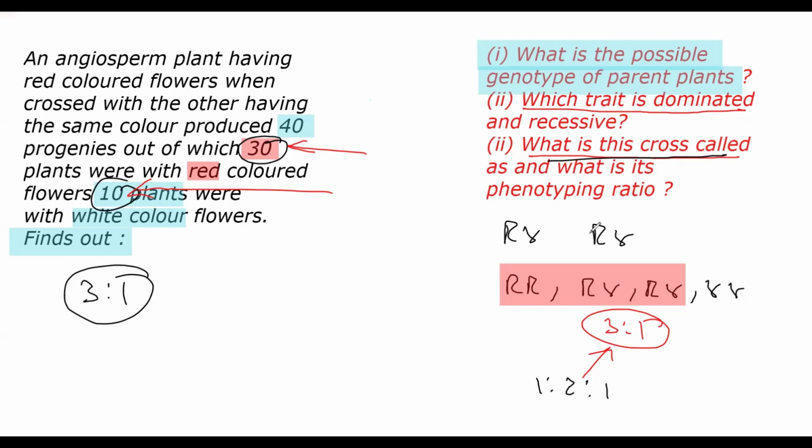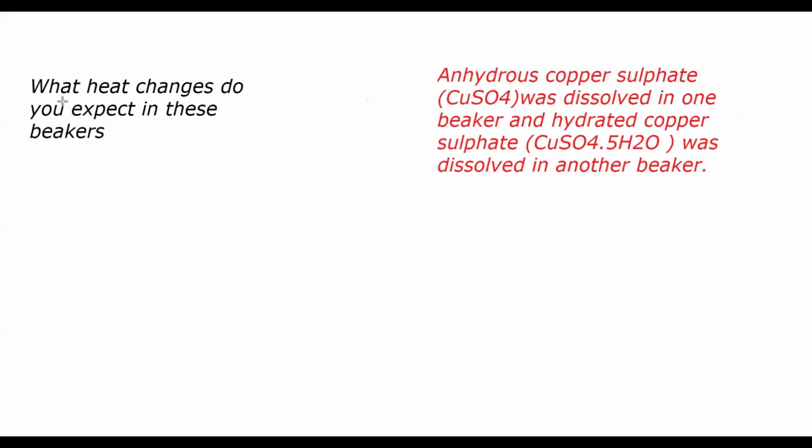And what is this cross? As I said, you can see that it is one pair of contrasting characters. So we said it's a monohybrid cross, right? So mono is what? You will use monohybrid cross in this case.